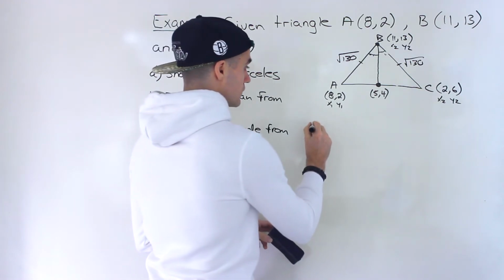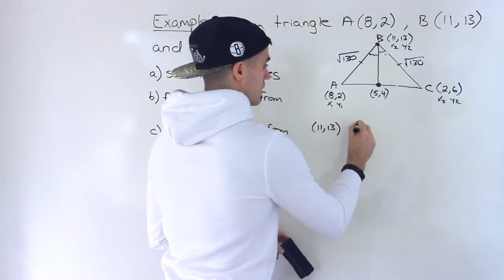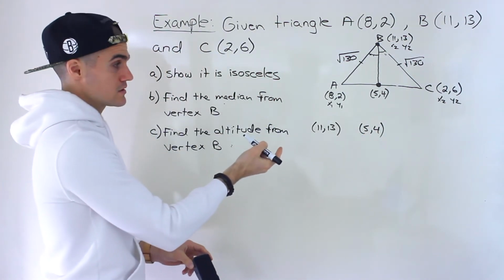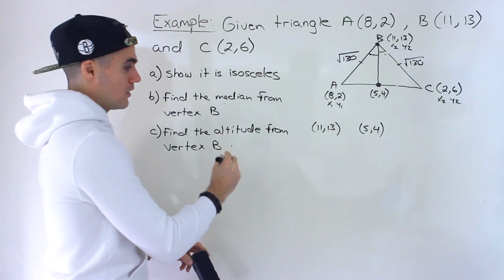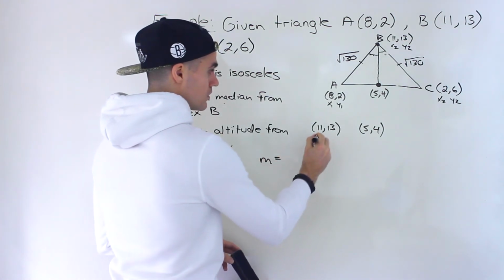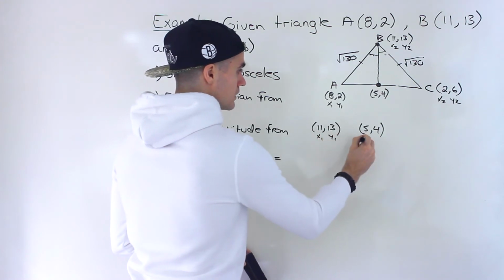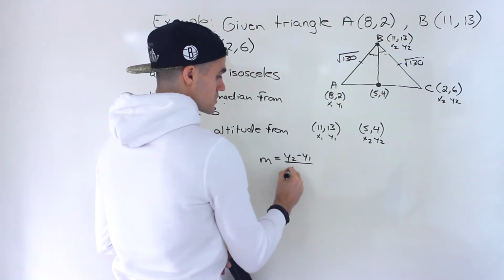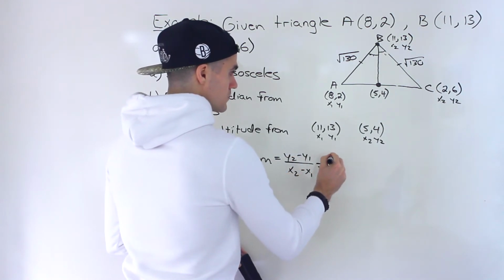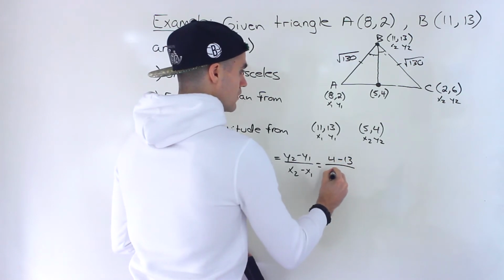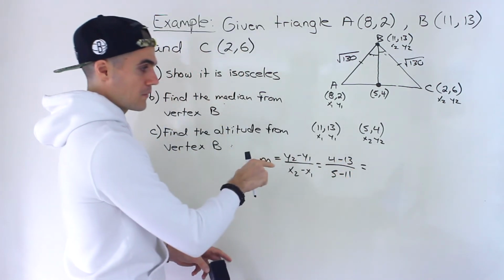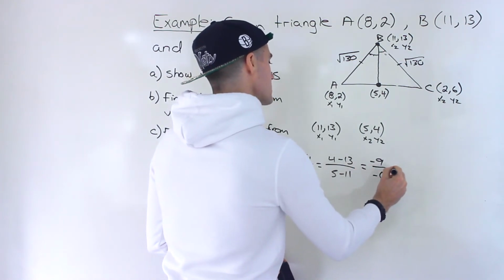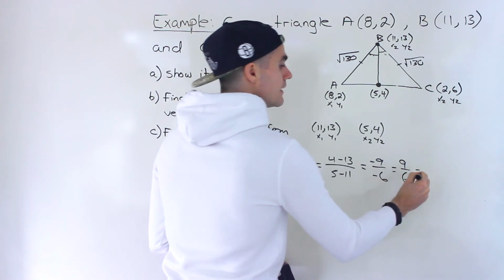So let's write out the points over here. We got 11 and 13, and then 5 and 4. What's the equation of a line going through those 2 points going to be? Well, first we have to find the slope. So I'll let this be x1, y1. Let this be x2, y2. So the slope in general is y2 minus y1 over x2 minus x1. Rise over run. So it would be 4 minus 13 over 5 minus 11. 4 minus 13 is negative 9. 5 minus 11 is negative 6. Negatives cancel out. Positive 9 over 6.